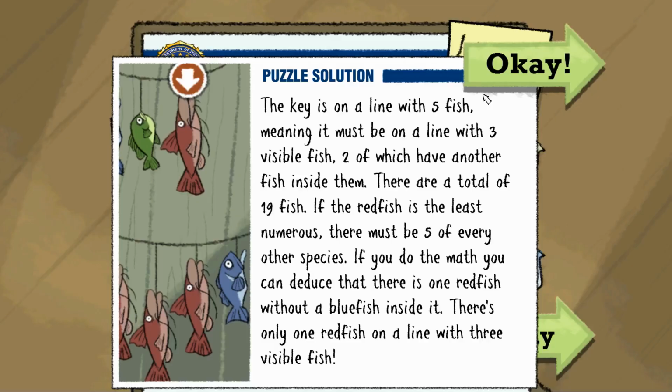When does it say there's 19? You can count the fish that's on the wall. There are 10 visible fish that you can see, and 9 of them must have a fish inside them, and 1 must have a key. Okay. And there must be... oh, fuck off.